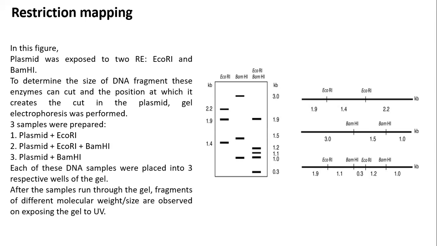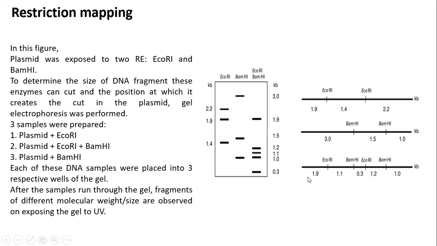So in this example, we can see that the plasmid has been digested with EcoR1 and BamH1, and also with both EcoR1 and BamH1. The EcoR1 has given three bands, which are 1.9 kilobase pairs, 1.4 and 2.2. On the other hand, the BamH1 gives another three bands of 3 kb, 1.5 and 1 kb. But when they are digested together, you actually get 1, 2, 3, 4, 5 fragments.